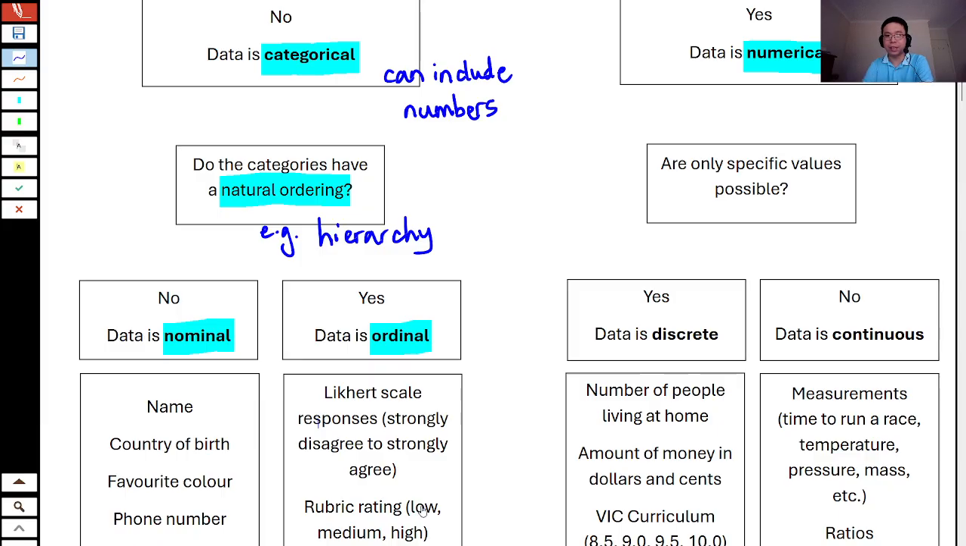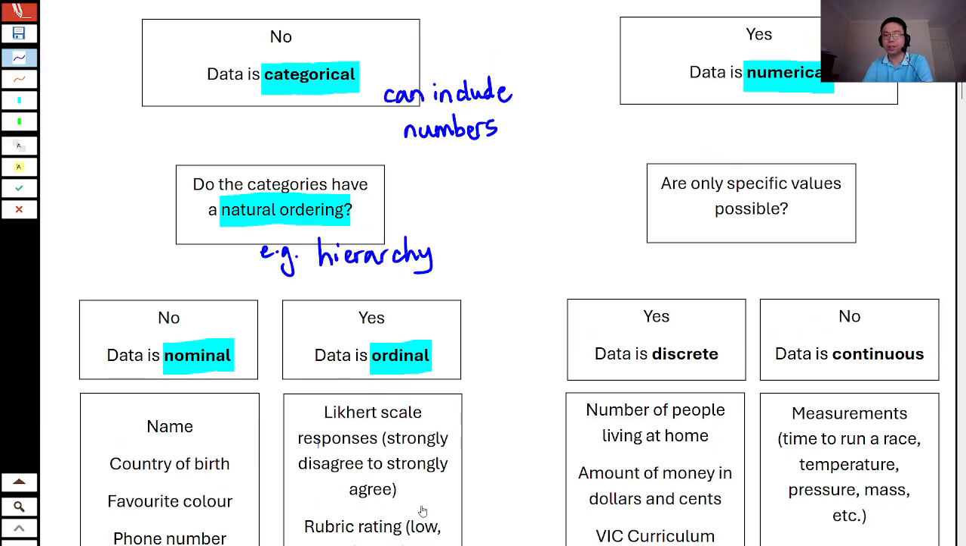Let's now turn our attention to numerical data. Suppose that you've got numbers and you can do operations with them and find totals and averages. The next question you want to ask is, are there only specific values possible? If the answer is yes, then your data is discrete. If the answer is no, your data is continuous.